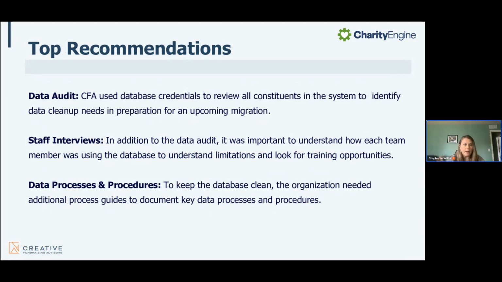So my top recommendations, what did I do with that information? You'll see these 3 things that were key for me to focus on. So I have a product called a data audit, where I come into an organization, I get credentials, and I review all the constituent information. So I look at system usage, I look at the actual records themselves.